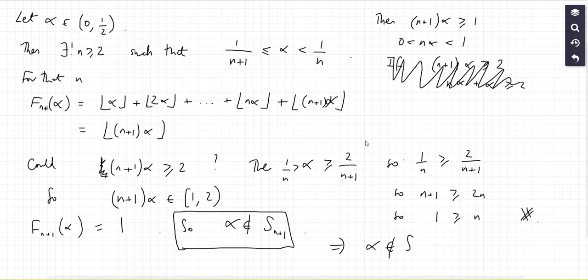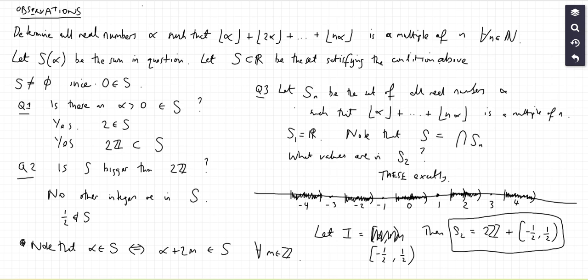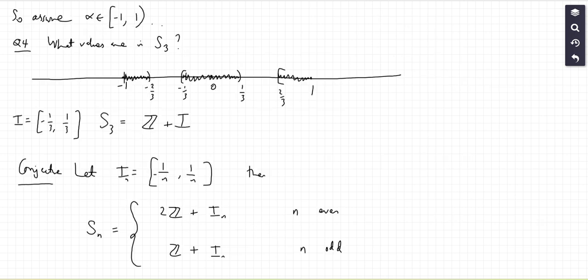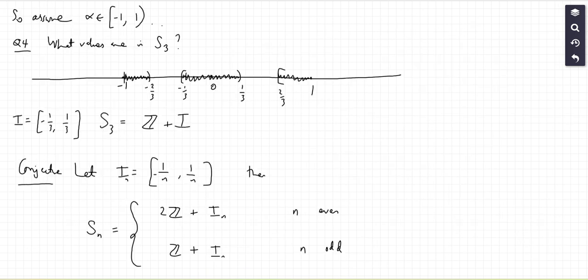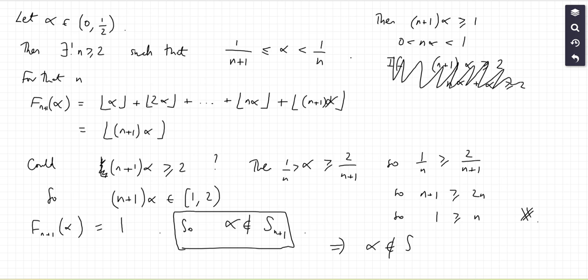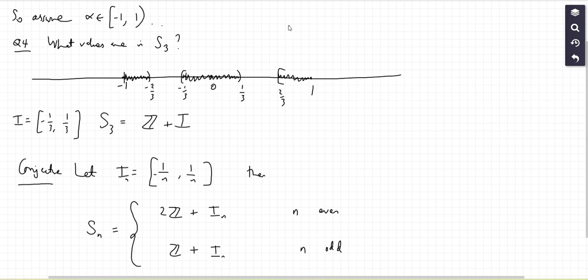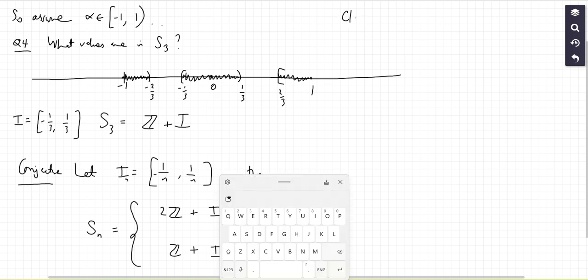So the only things left are between minus a half and 0. So I'm just going to summarize what we've done here. We've shown the claim: if alpha is in (0, 1/2), then alpha is not in S_{n+1}.